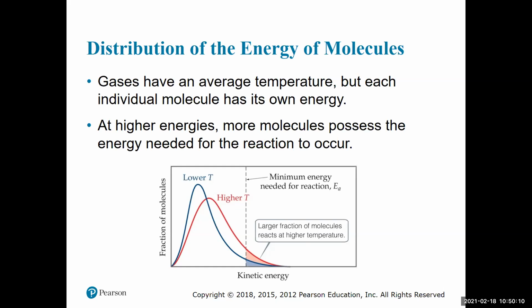And we see not only did we get a shift of the average kinetic energy for all those gas molecules, but more importantly, if we look at the area under the curve that's greater than the activation energy, we have more molecules at that higher temperature that are above the activation energy than the molecules at the lower temperature. And so that means we've got more molecules that have the right amount of energy. So once again, it's going to increase our chances for that reaction to occur.